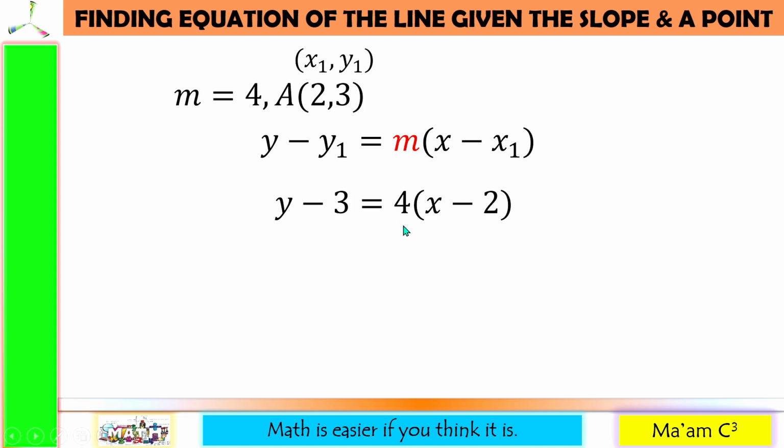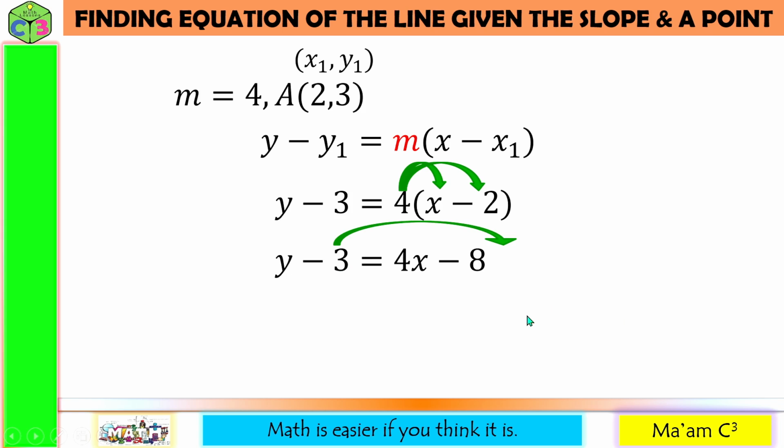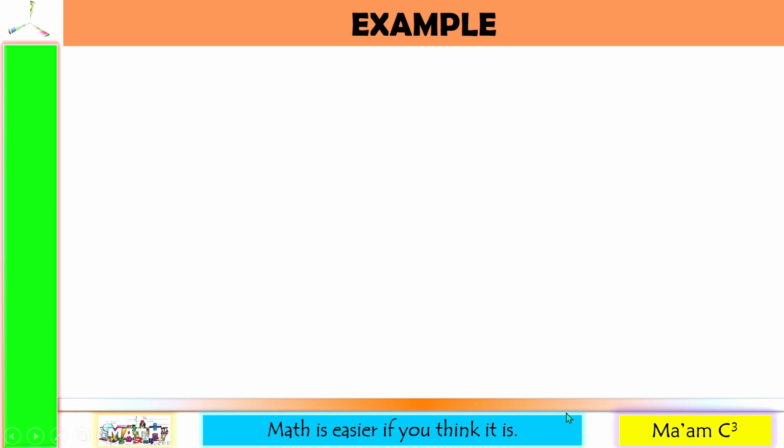Now let us distribute 4. This will become 4x. 4 times negative 2 will give us negative 8. Same process as before. We have to move this to this side. It will become positive 3. Negative 8 plus 3 is negative 5. Our final answer, y equals 4x minus 5. Let's have another example. Let's have m is equal to negative 3 and the point is (negative 5, negative 4).